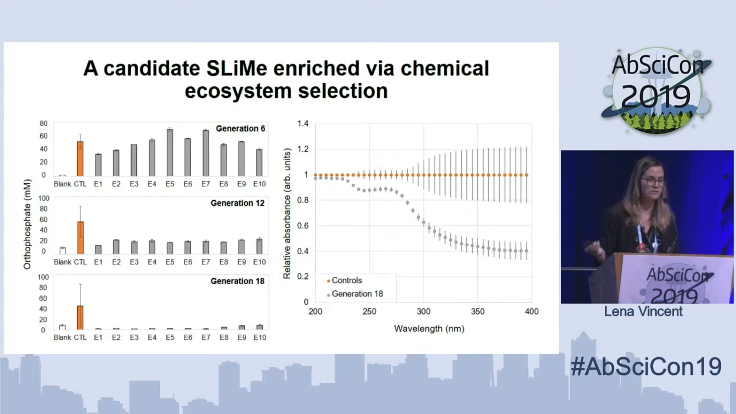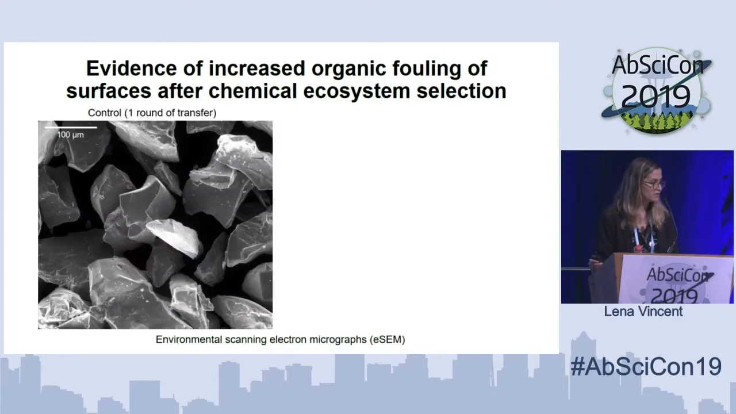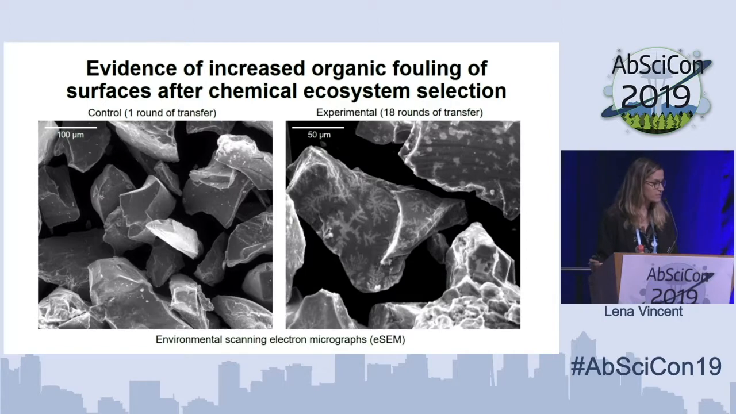So this coincident reduction in both the amount of free phosphate and light-absorbing compounds and organics in our bulk solution led us to inspect the surfaces of our pyrite grains to see if we could observe any systematic differences. And we used electron microscopy to do this. Here's a representative micrograph of grains taken from a control vial. Again, this was one that only had one transfer in its history. And this is what we see when we look at experimental grains. This one had 18 rounds of transfer in its history.